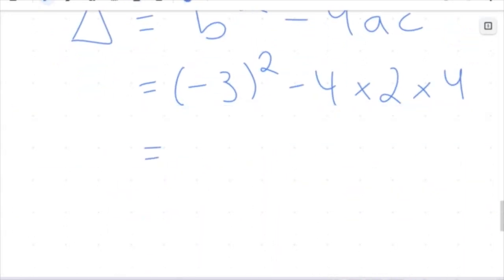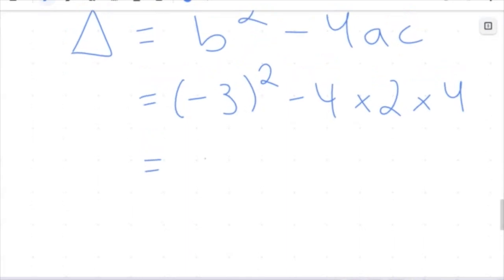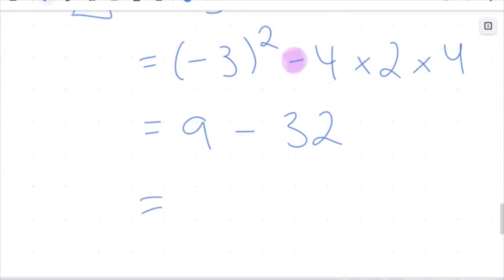Okay, so -3 all squared gives me 9. And minus 4 times 2 times 4, I have a negative and 2 positives, so I'm going to get a negative number here. So minus 4 times 2 times 4 gives me -32. And that is going to give me -23 as my solution for the discriminant.